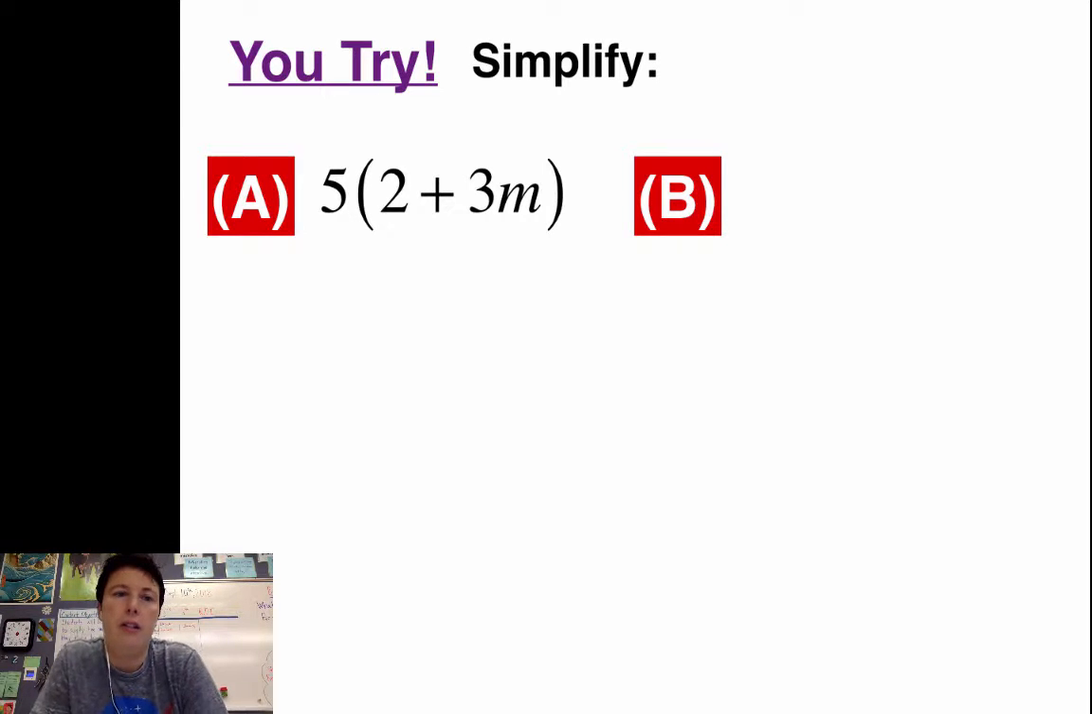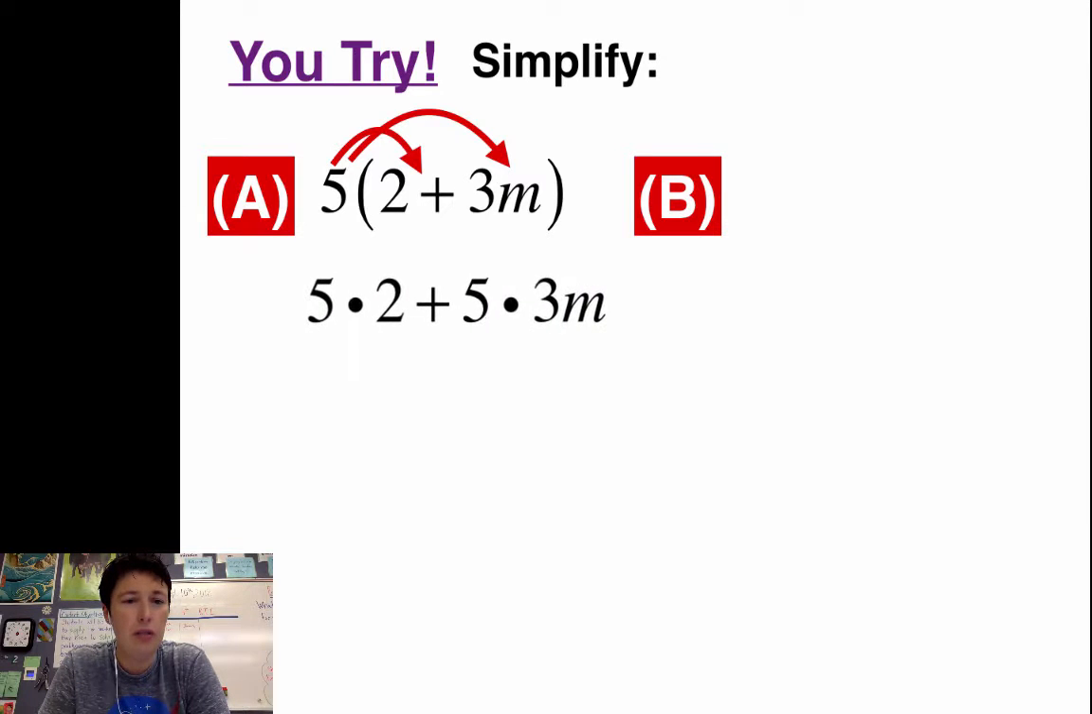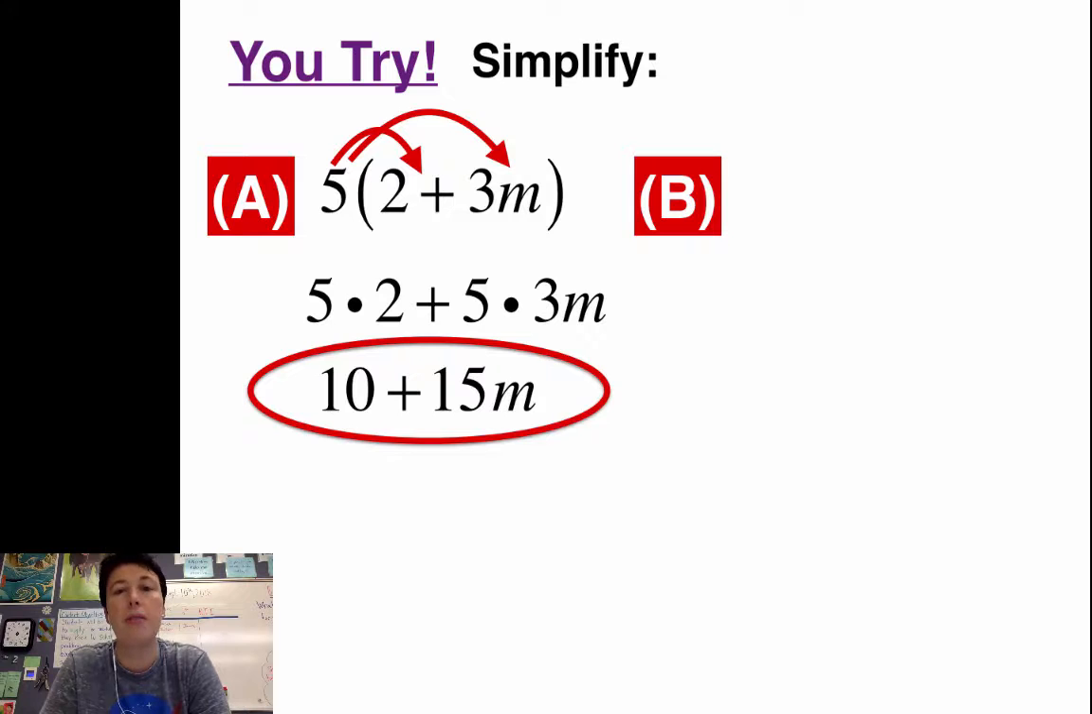All right, you ready to check your answer? So you had to take that 5 and multiply it inside. 5 times the 2 and 5 times the 3m. And that's what I'm going to write down. Notice I'm drawing my arrows and writing it down. 5 times 2 plus 5 times 3m. Now 5 times 2 is 10 and 5 times 3 is 15, so it's 15m. So your simplified solution is 10 + 15m.